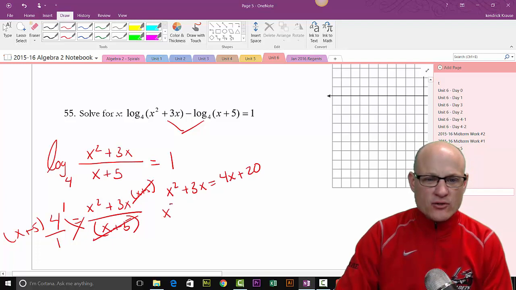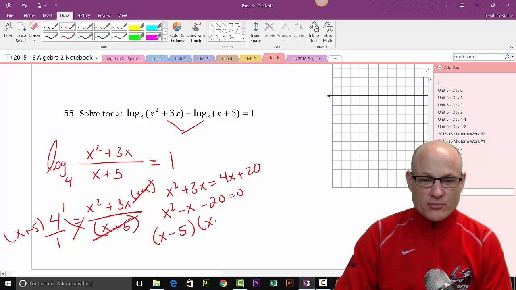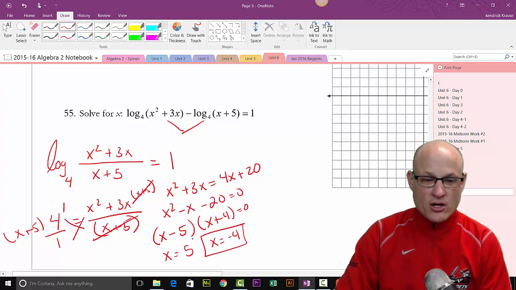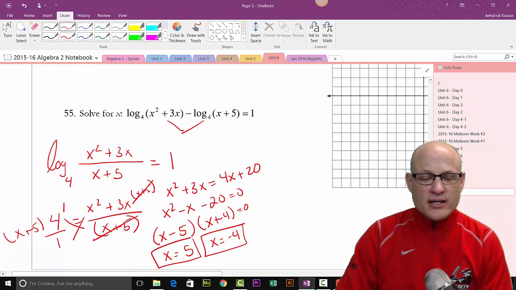So I get x squared minus x minus 20 equals 0. x minus 5, x plus 4 gives me two solutions. I get my solutions of x equals 5 and x equals negative 4. Don't forget, all logs must be checked. And I think they both work. So those both work.